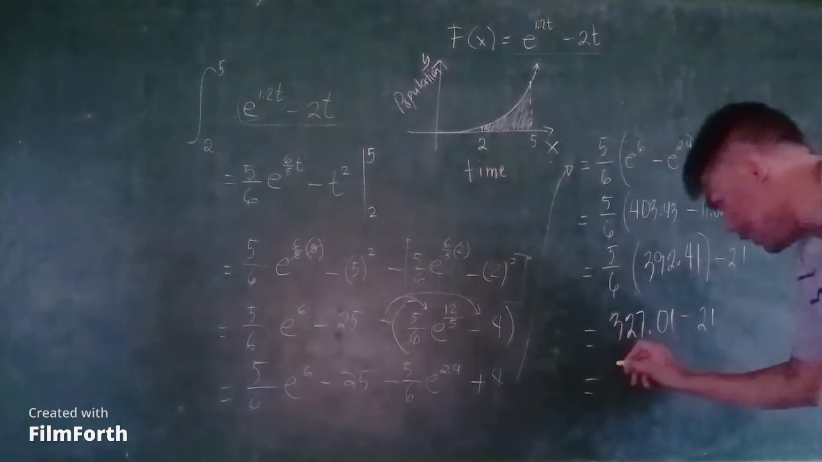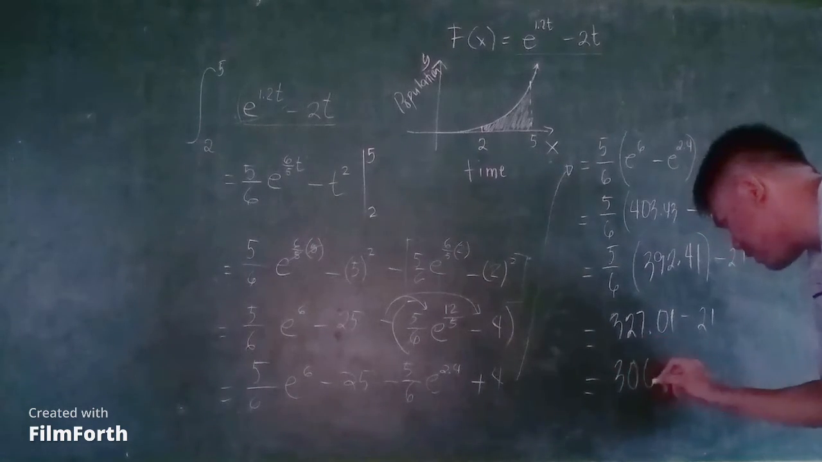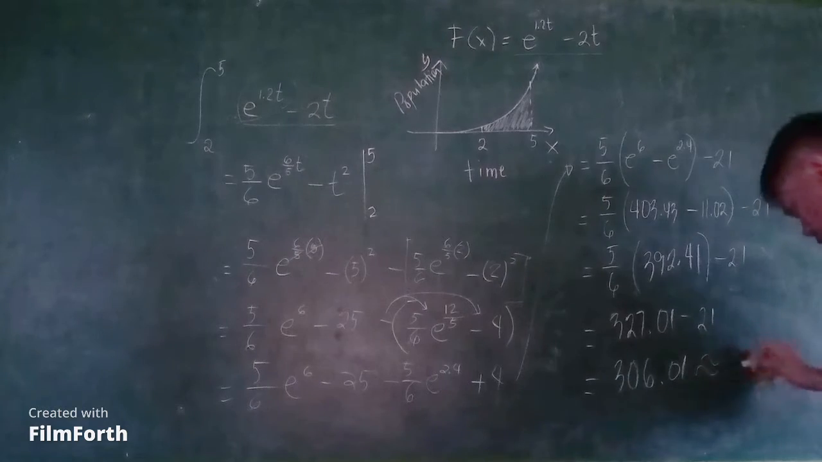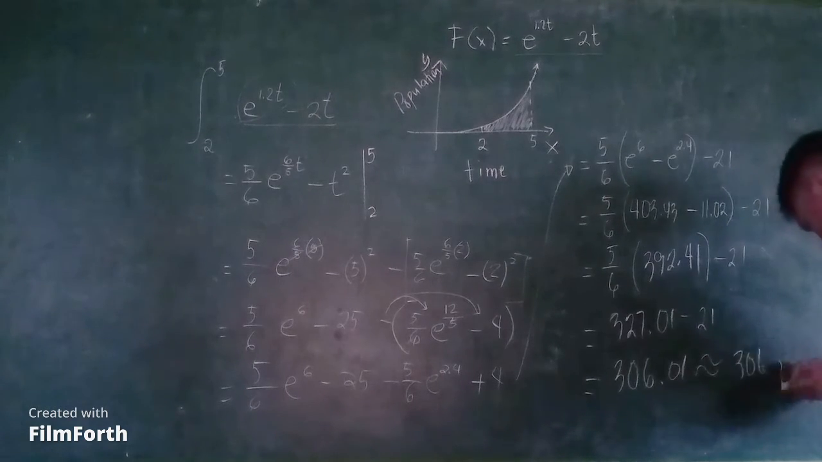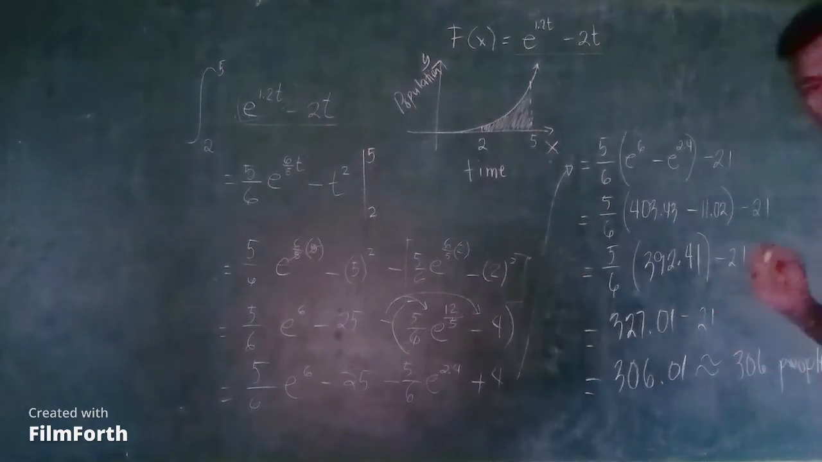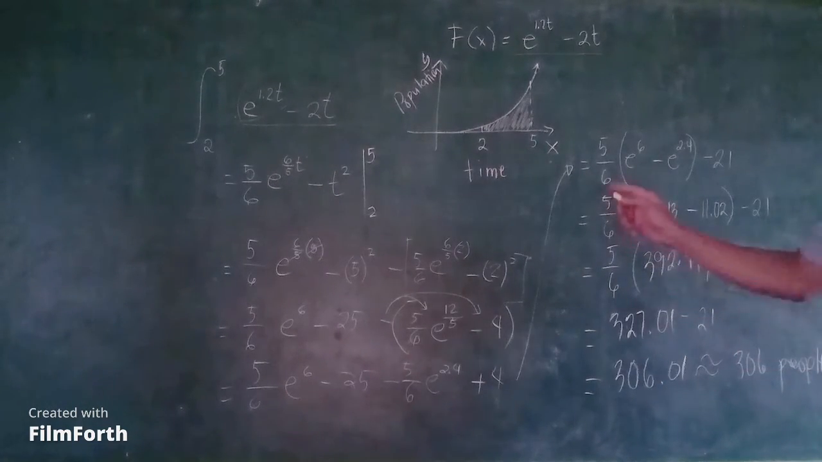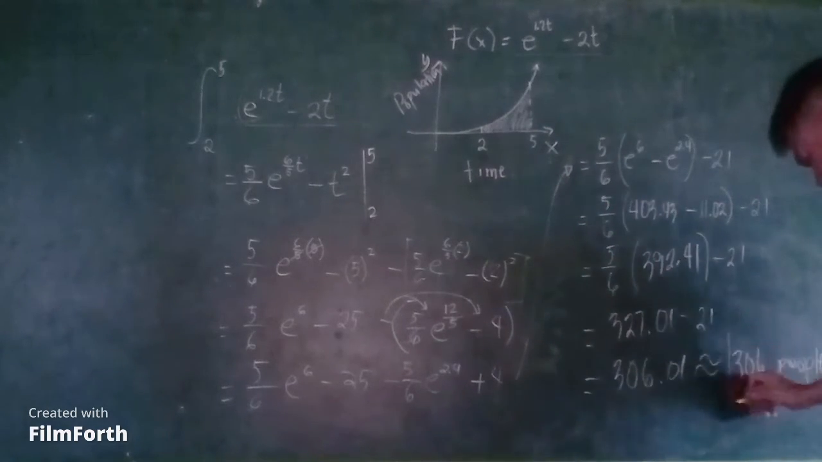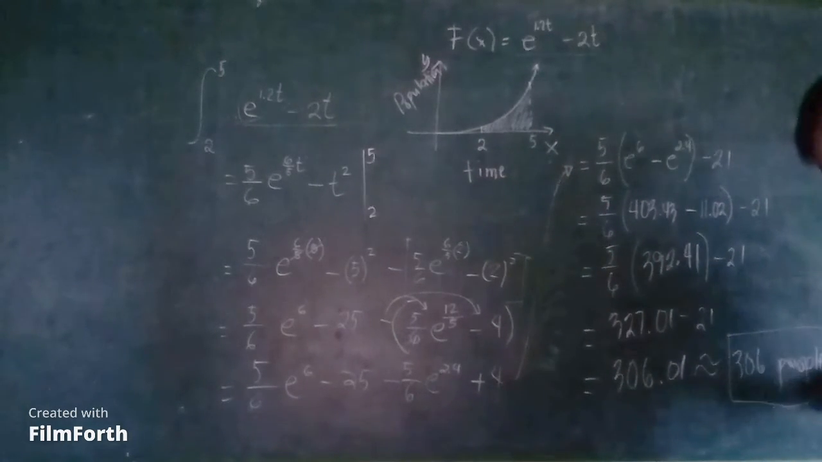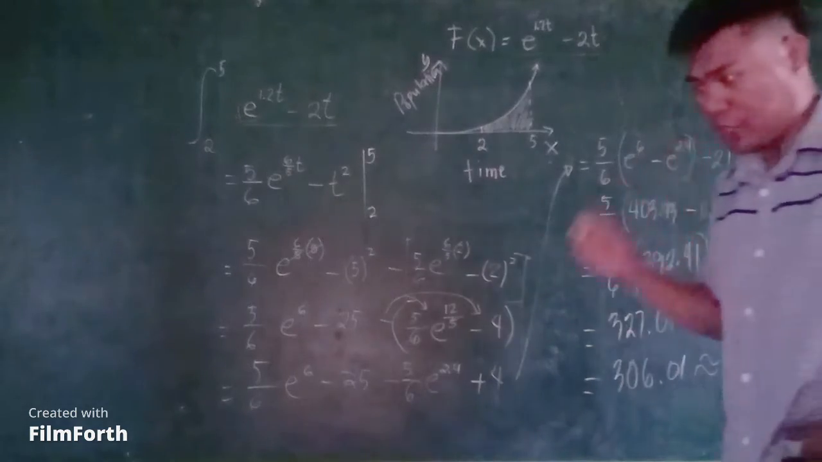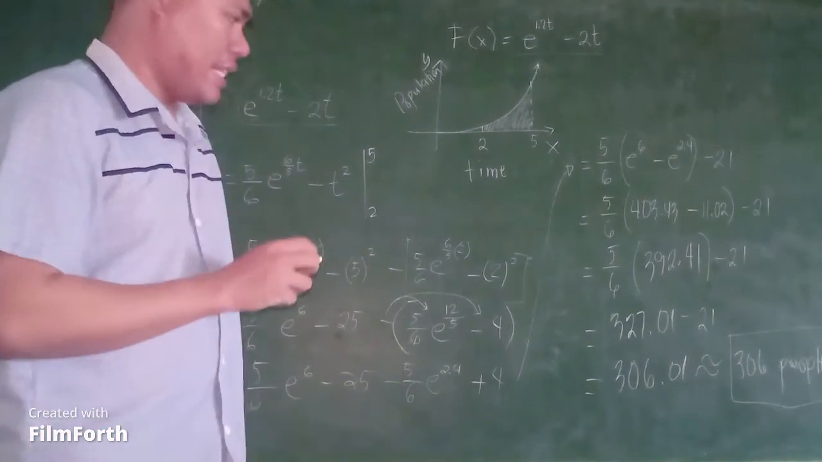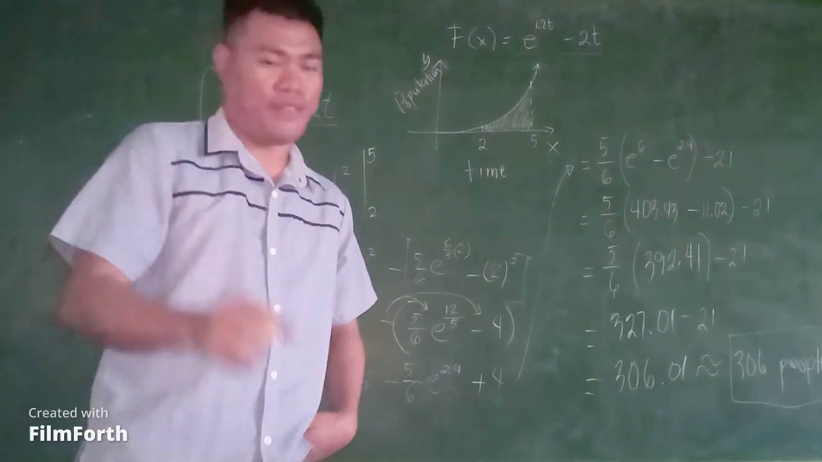327.01 minus 21 is equal to 306.01, and it is approximately equal to 306 people. So in the range from 2 to 5 years, there are 306 people. The number of population here is 306. So that is the answer for the first question.